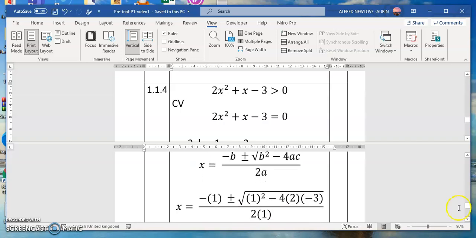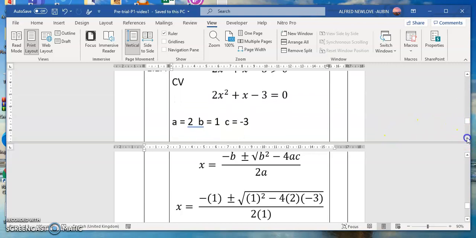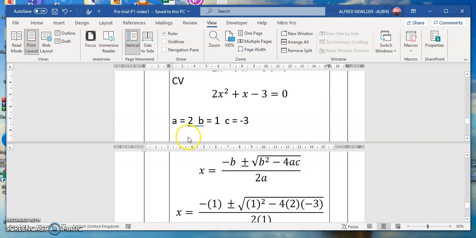We've done this before, so your a is 2, your b is 1, even though you don't see anything here, b is 1, and c is minus 3. So what are we going to do? You have your minus b, so minus 1, plus or minus the square root of b squared, which is 1 squared, minus 4 times a, which is 2, times c, which is minus 3, all divided by 2.